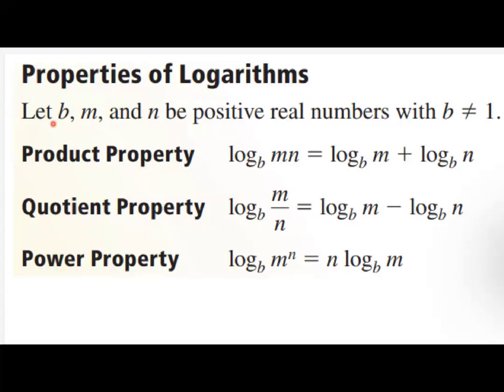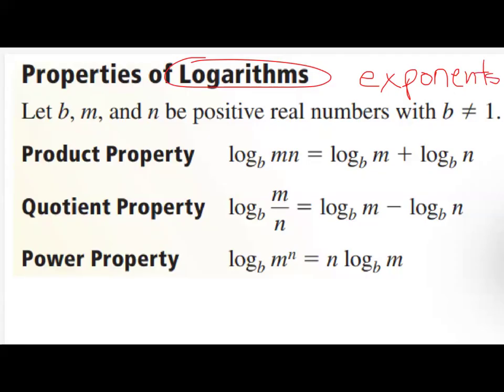So it says let b, m, and n be positive real numbers with b not equal to 1. So you've got the product property, the quotient property, and the power property. Because remember, logarithms are exponents. Just remember that. A logarithm is an exponent. So if you can connect those two, it will be much easier.